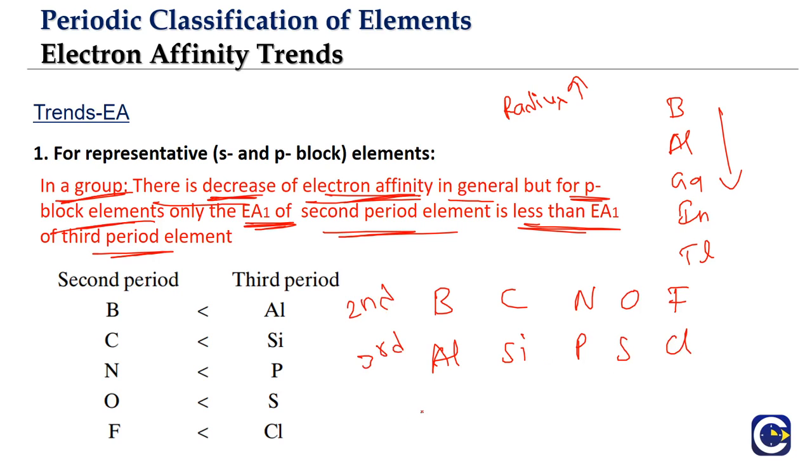Normally, as you go down, the values must decrease. That is a normal expected trend, but there is an anomaly here. We also call it the second period anomaly. In one of the other videos we'll discuss the second period element anomalies separately, but here the second period elements will have lesser electron affinity than the third period elements.